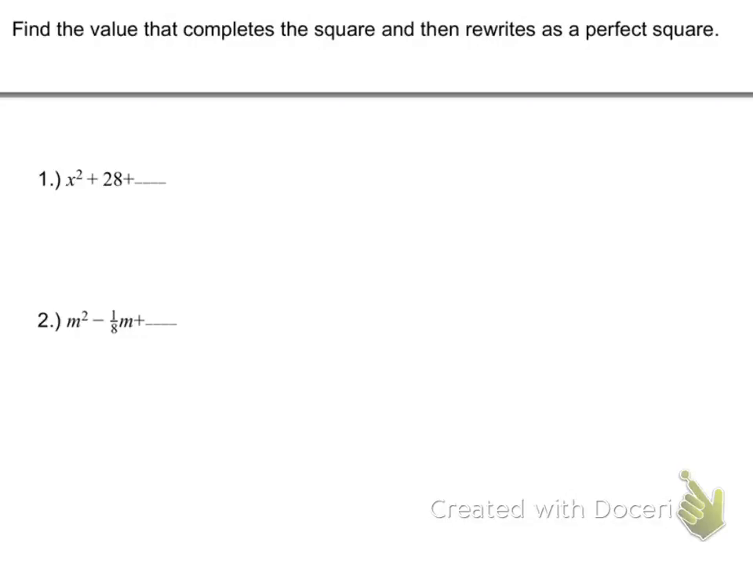This is lesson 10, part C. We're going to talk about completing the square. But so let's talk about completing the square, very simplified here, and just say, hey, find the value that completes the square and then rewrites as a perfect square.